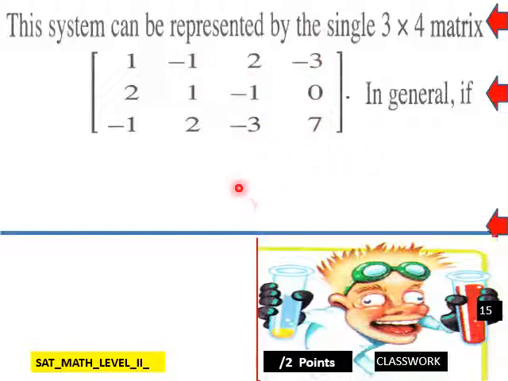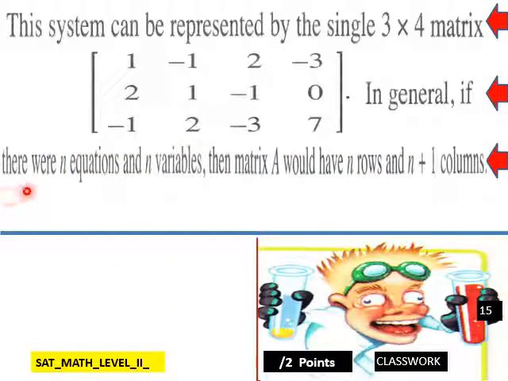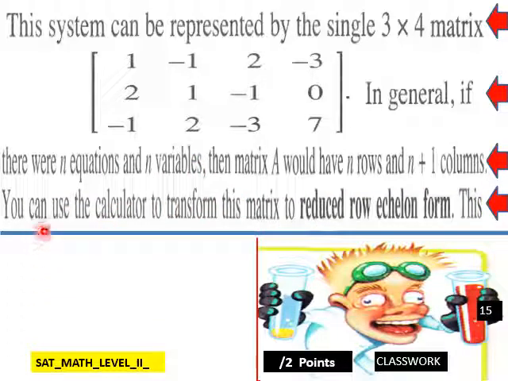In general, if there were n equations and n variables, then the matrix would have n rows and n plus 1 columns. You can use the calculator to transform this matrix to reduced row echelon form. Remember that, and again, if you're rusty on your matrix operations, I have packets for this. Contact me for those.